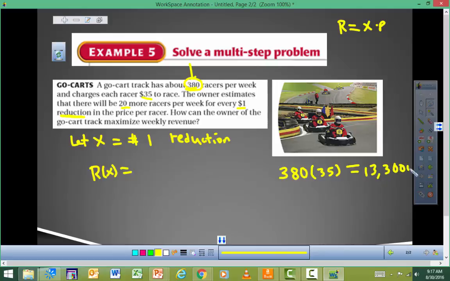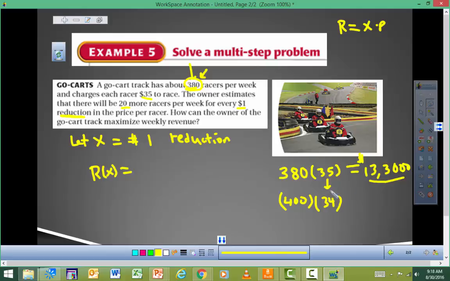Okay, so that's pretty good for a week. I mean, this guy's doing pretty good if he gets that many customers. He's charging a pretty good price, though. And it seems weird that if I reduce this number, like if I go down to $34, how's that going to affect my total revenue? Would I actually make more money? No. You're kidding me. You'd think you'd make less, right? But here's the deal. If I do that, I gain 20 customers. So in that case, I have 400 now, you see?